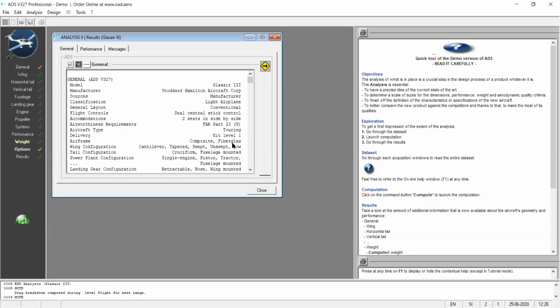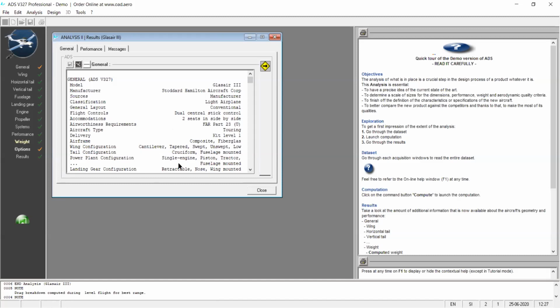And kit level 1, composite and fiberglass is what we have used in the airframe. And the wing configuration is cantilever, tapered, swept, unswept, low. So low wing configuration, unswept wing, swept and tapered wing. We have taper from tip to root, and a cantilever beam. You know what cantilever beams are? You would have studied in your SOM, strength of materials and mechanics of cantilever beams. In the same way, it's called cantilever, fixed at one end. And tail configuration, cruciform. You can see the cruciform type of tail. In the first section, I showed you the types of cruciform. I will discuss it.